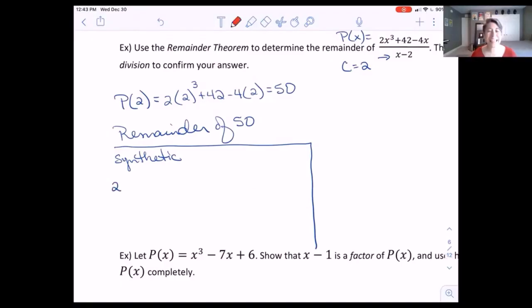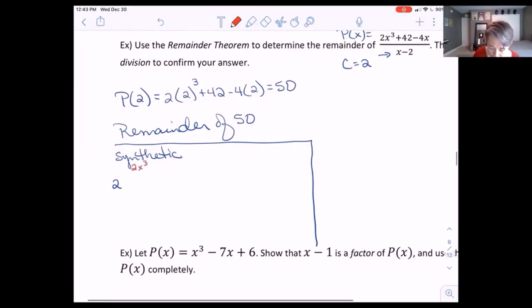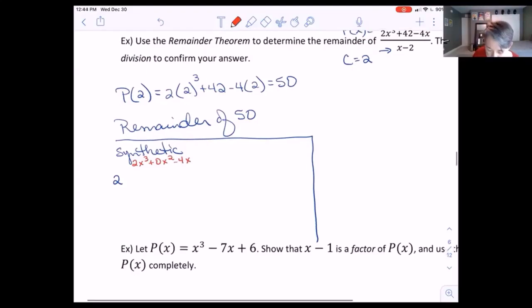Our polynomial isn't in descending powers, so I'm going to write it in descending powers above. I would start with my 2x cubed. Notice there is not an x squared, so we put 0x squared. Then the next one is my x term, negative 4x, and my constant goes last, the plus 42. This is important because in synthetic, we only use the coefficients, but all of them in descending powers. It's almost like a backwards division symbol here, and I'm going to write all of those coefficients on the top: 2, 0, negative 4, and a positive 42.